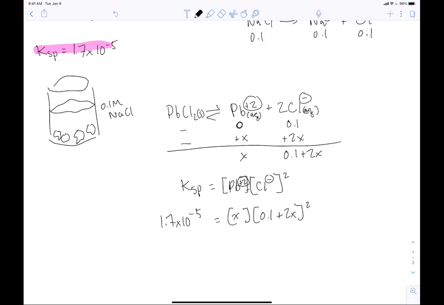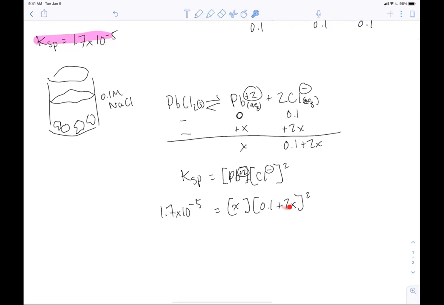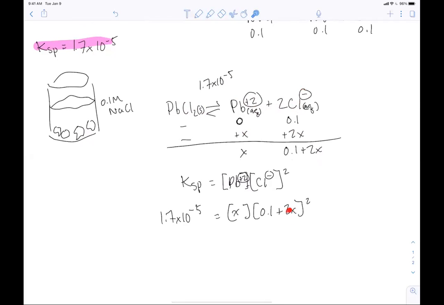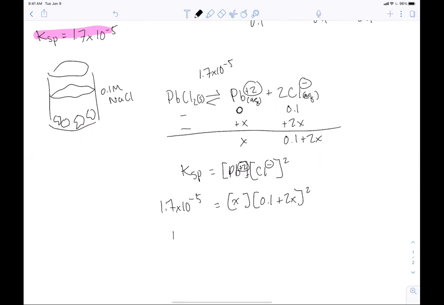For most of the time for these, I know this is annoying, but we can assume that 2x is going to be relatively small. So if we look at our value for Ksp over here, it's 1.7 times 10 to the minus fifth. The smaller this value is than one, usually that means the reaction is not going to lean much towards the products. So however much dissolves, it's going to be a tiny amount, because this is telling us that this is heavily reactant favored. So most of this is going to be as lead chloride, and only a teeny tiny amount of that is going to become lead two plus and Cl minus. And so because of that, we can assume that this value here is small, and we can do that simplification, which makes our math easy.